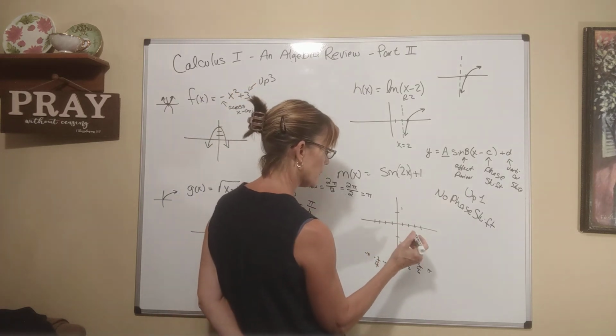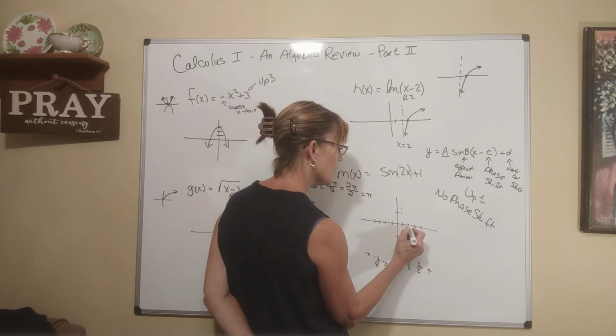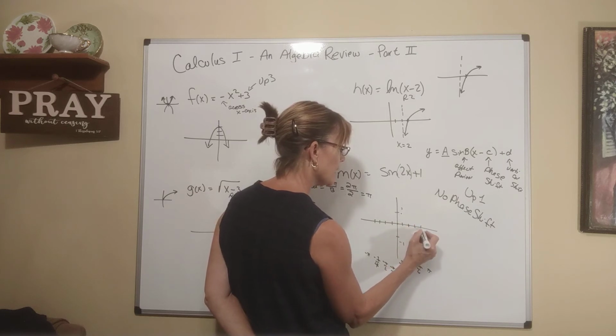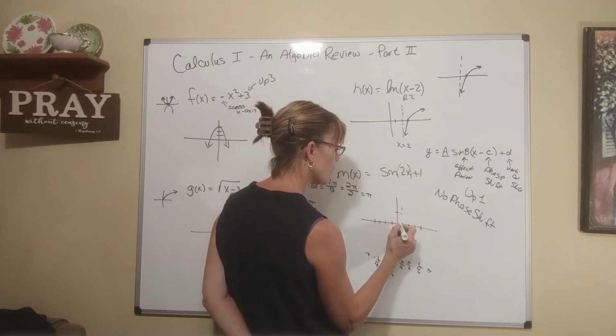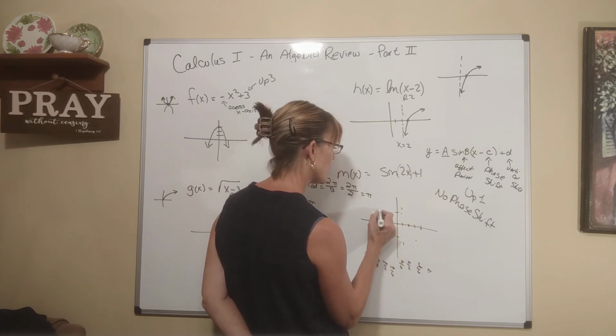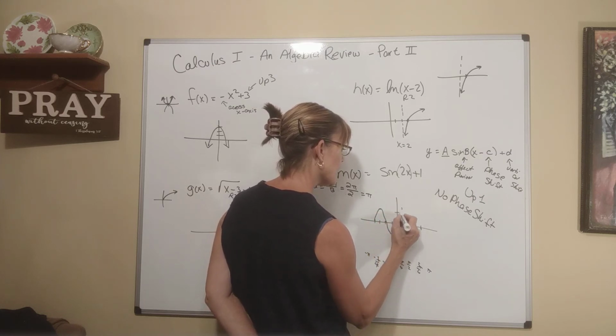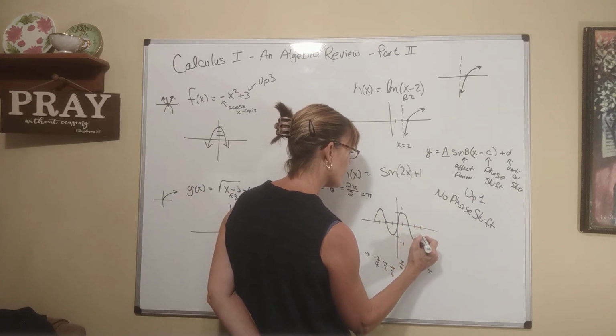So it starts here, and then at pi over 4, it goes up, and then it's middle, and then it's down, and then it's up. And if we were going to go backwards, we're down here, we're in the middle, we're up here, we're in the middle. So this is my sine graph.